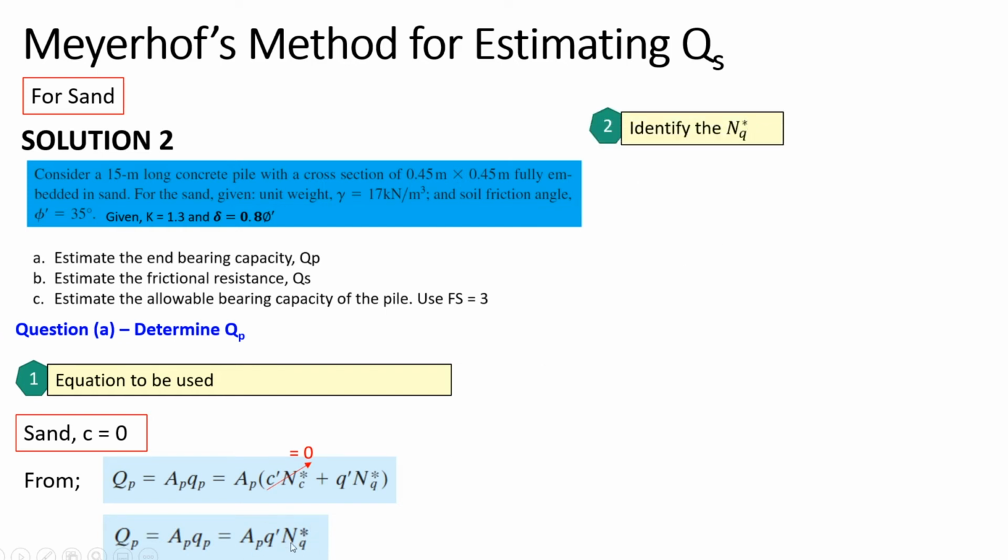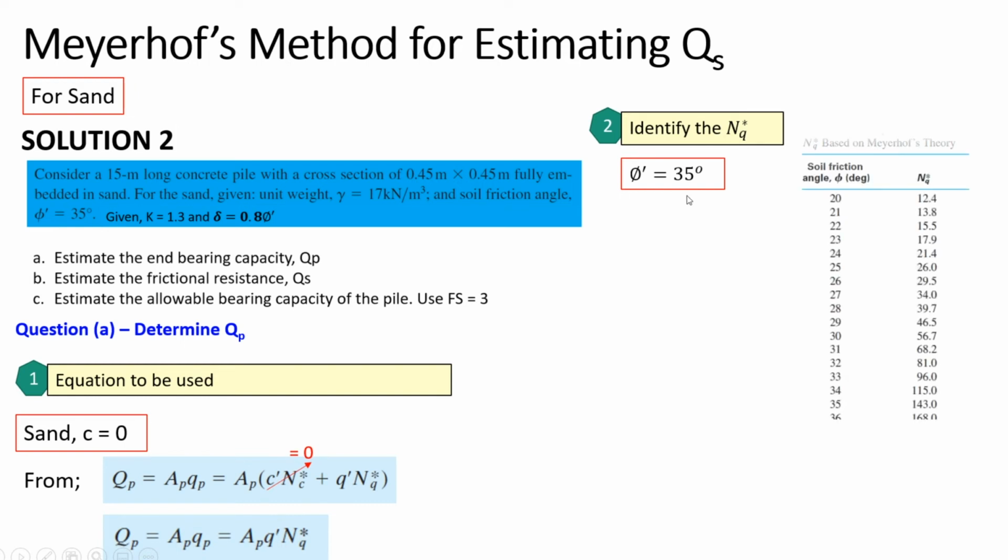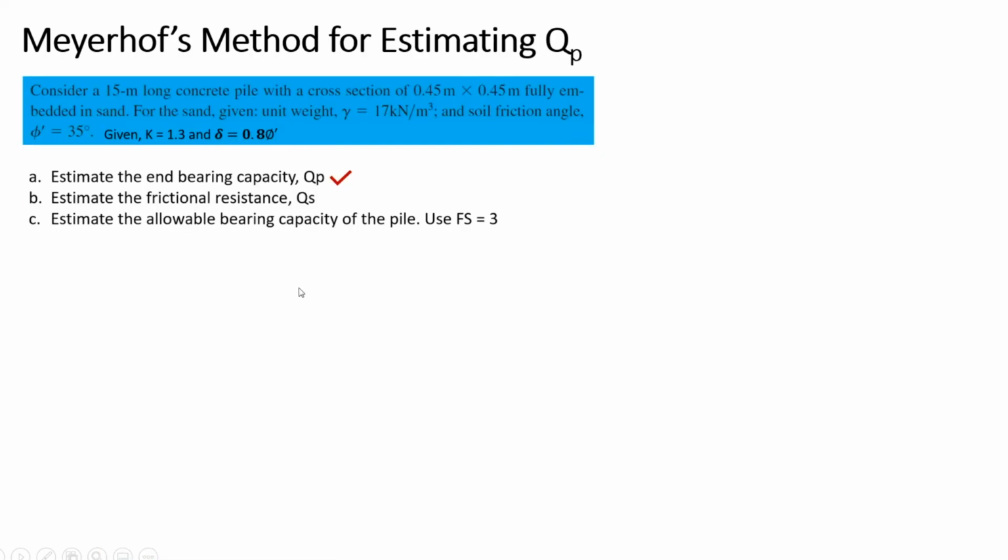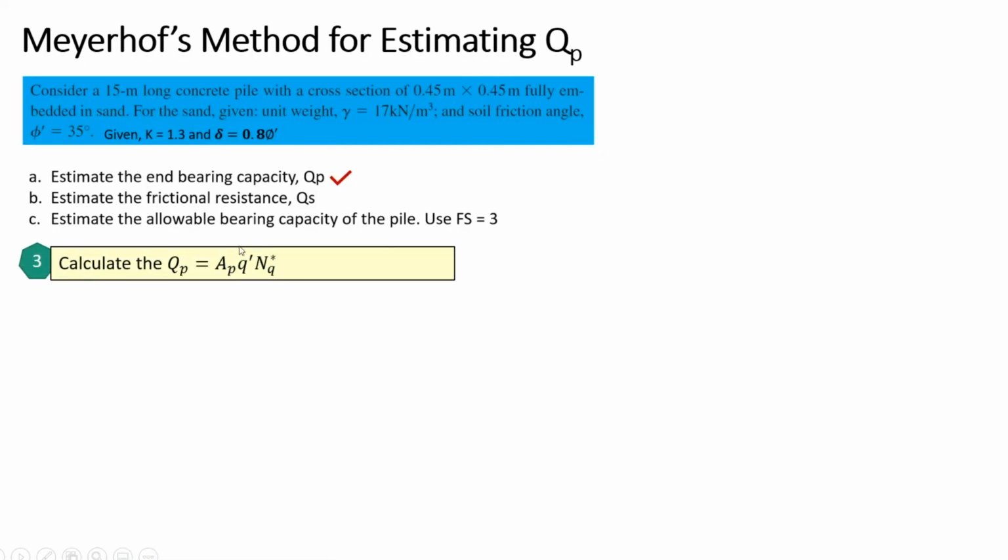Now we need to identify the bearing capacity factor, subscript Q star here. Knowing the angle of friction is 35 degrees, refer to this table and look at the angle of friction. You will have the bearing capacity factor here as 143. Then we will proceed to get the QP by using this equation.